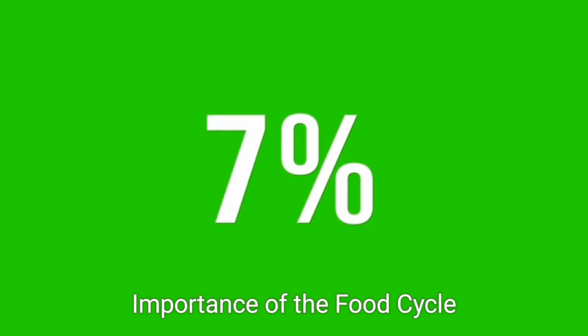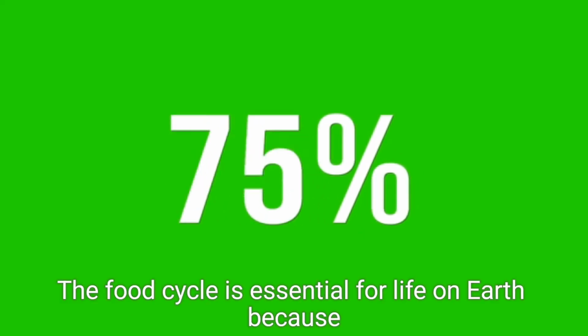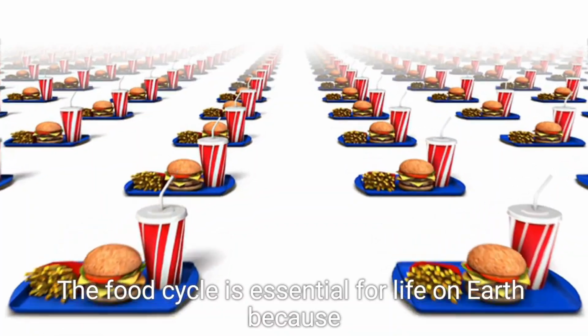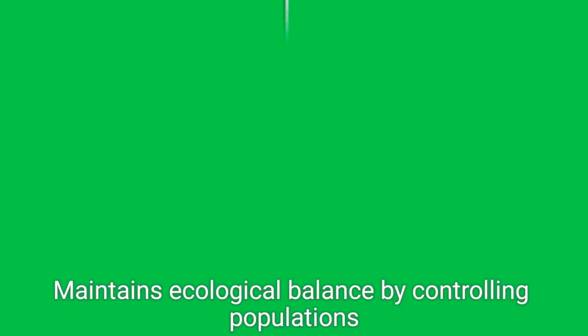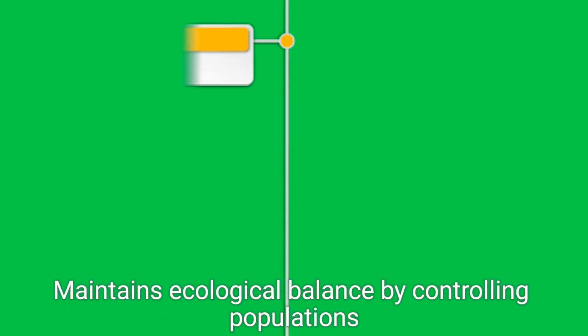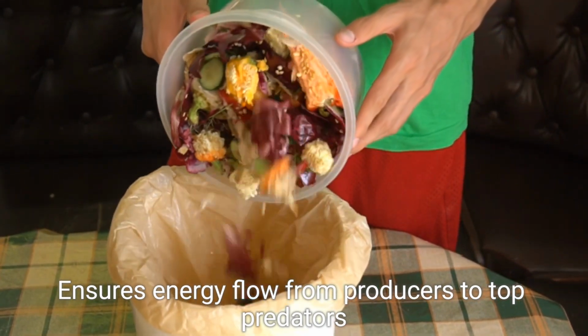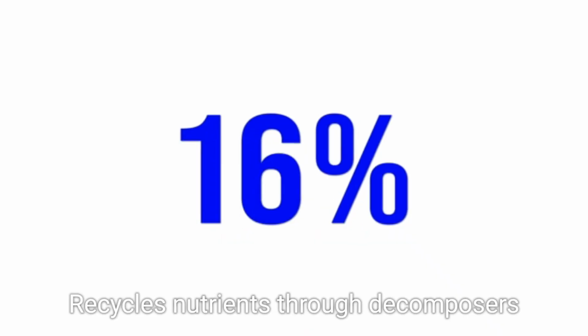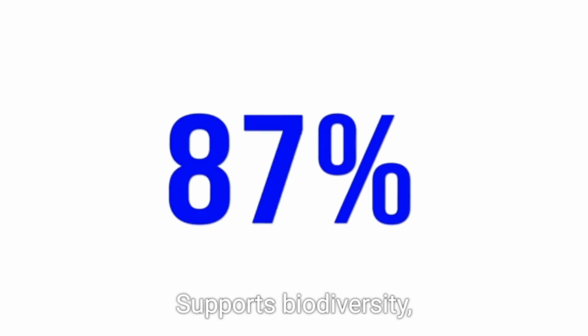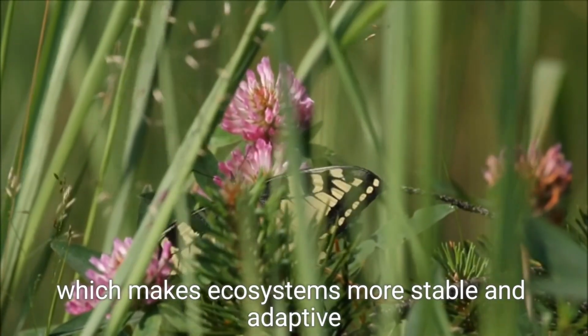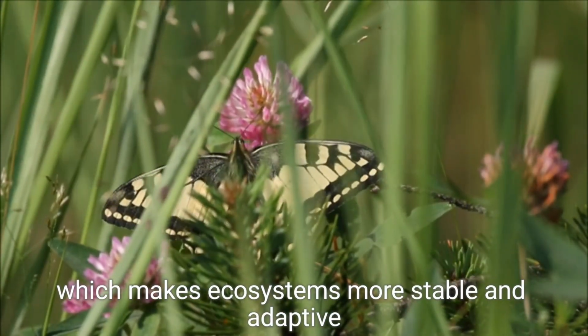8. Importance of the food cycle. The food cycle is essential for life on Earth because it maintains ecological balance by controlling populations, ensures energy flow from producers to top predators, recycles nutrients through decomposers, and supports biodiversity, which makes ecosystems more stable and adaptive.